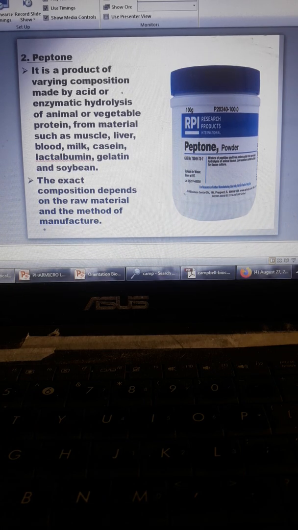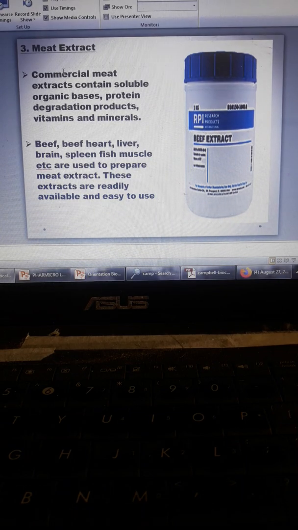Okay. Next, we have meat extract. This one, commercial meat extracts usually contain protein degradation products, vitamins and minerals. So beef heart, liver, brain, spleen, etc. are used to prepare meat extract. These extracts are readily available and easy to use. Powder niya siya actually. So usually yan ang combination. These are nutrients for bacterial culture or bacterial growth. Yan ang kailangan ng bacteria to live.